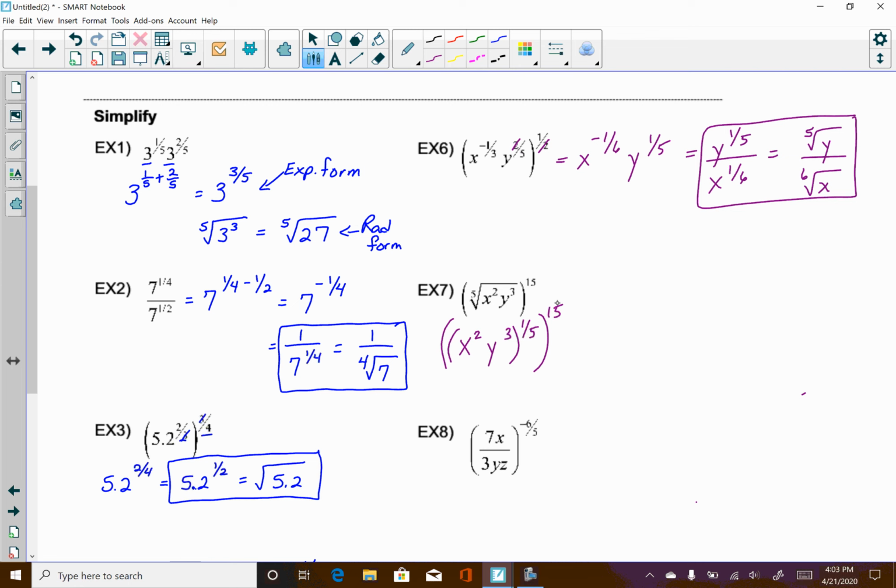Here's what I would recommend that we do. Let's do these outside powers first here. So when you raise a power to a power, you multiply. So 1/5 times 15 is just going to give you 3. So that's going to give you x squared y cubed, and then that'll be raised to the 3rd power. And now when you raise a power to a power, you multiply. So x to the 6th, y to the 9th.